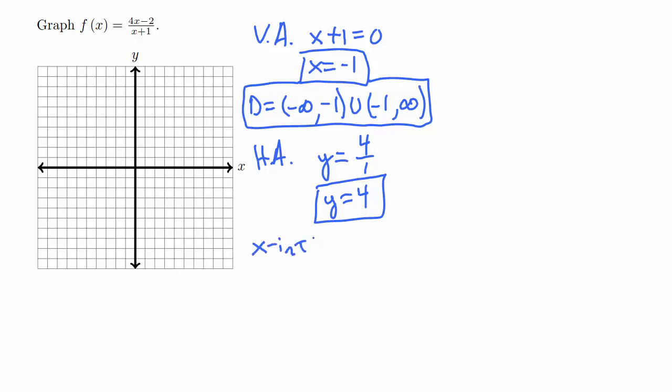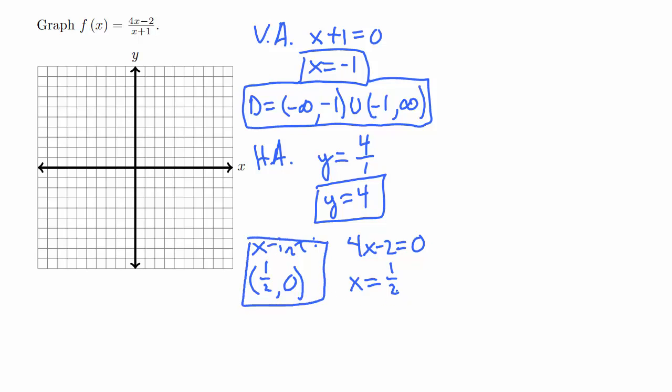We need to find x-intercepts as well. To do that, we set the numerator, in this case 4x minus 2, equal to 0. Add 2, divide by 4, so x is positive a half. So the x-intercept is the coordinate (1/2, 0).